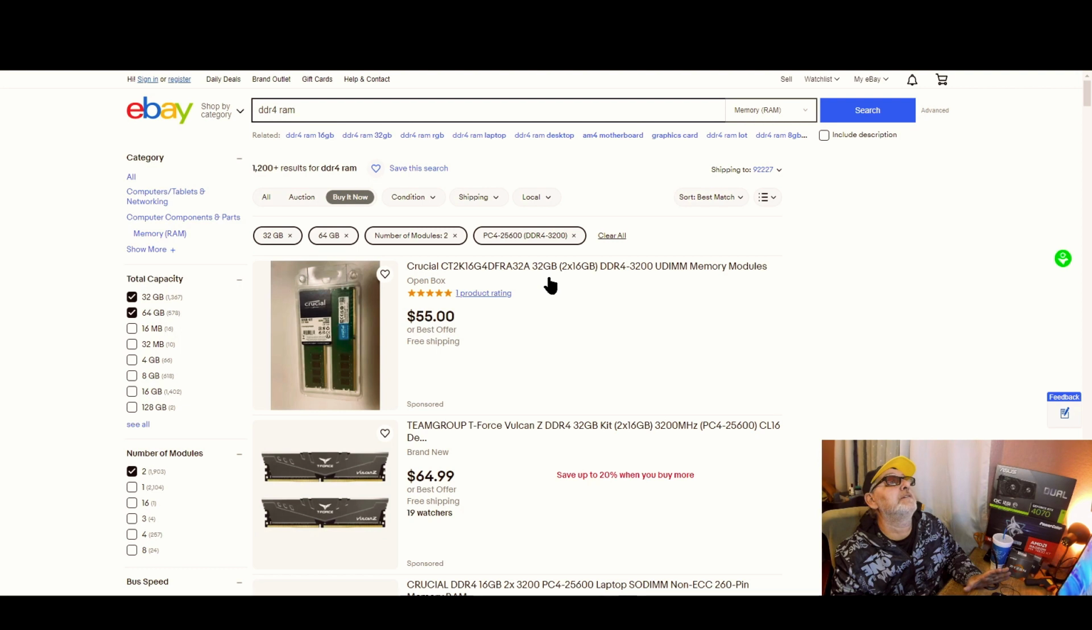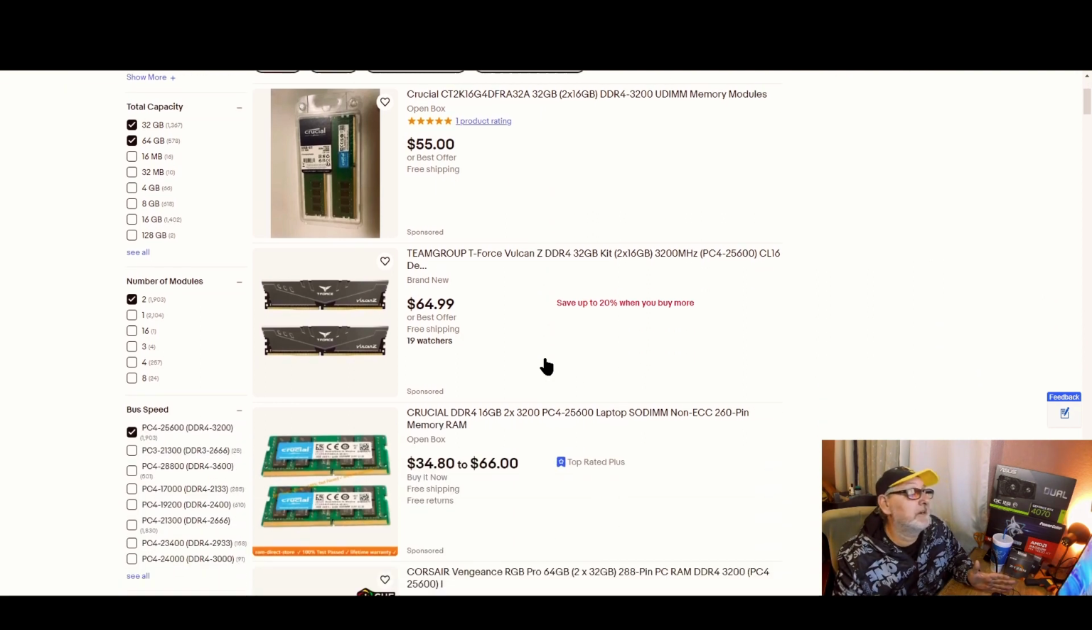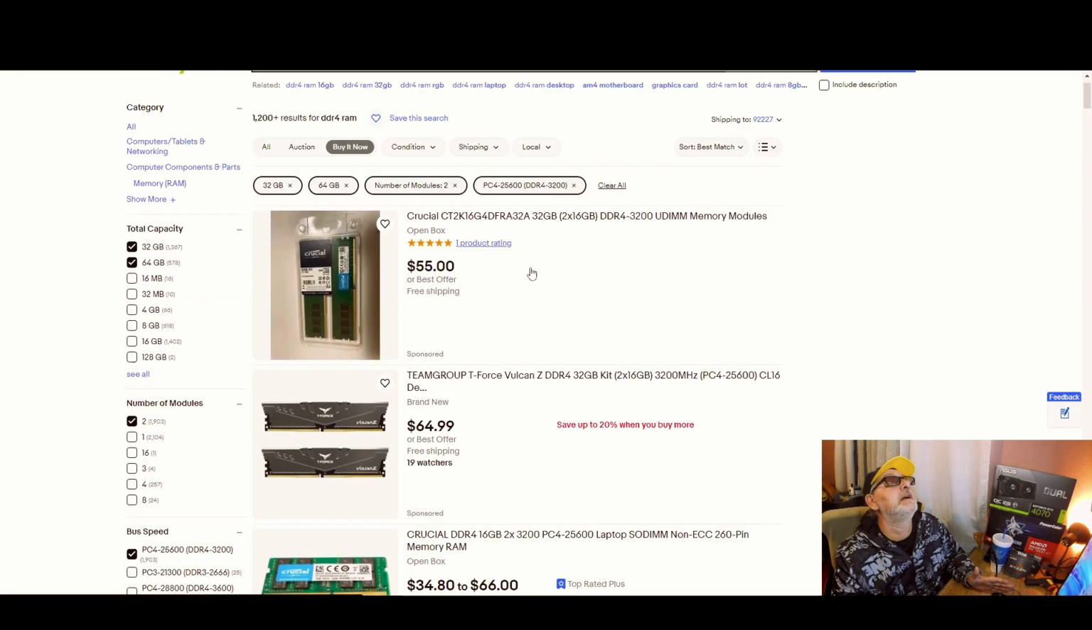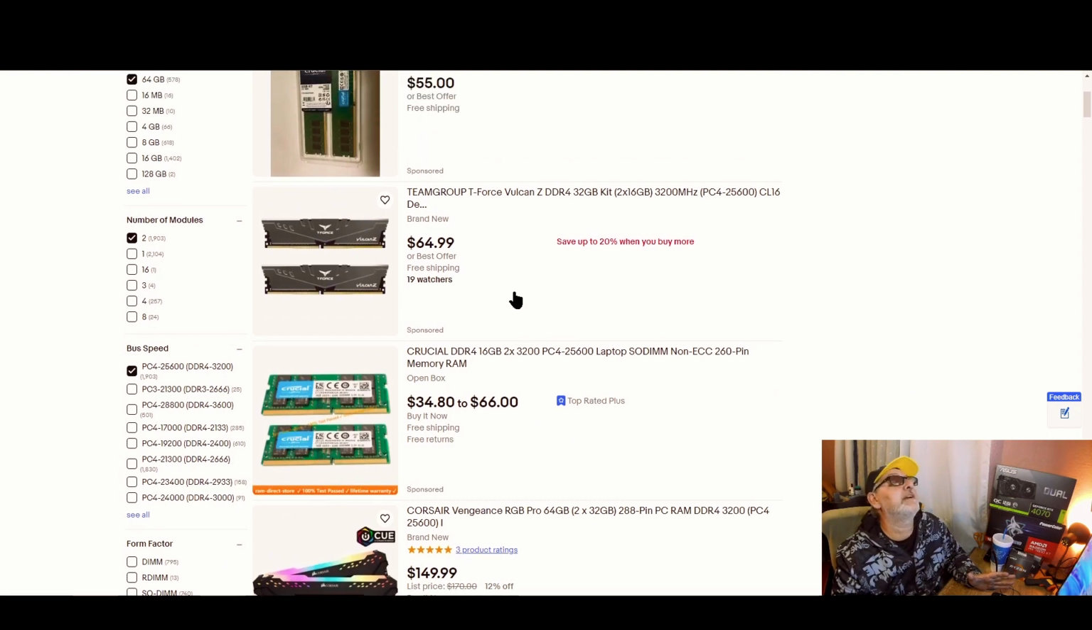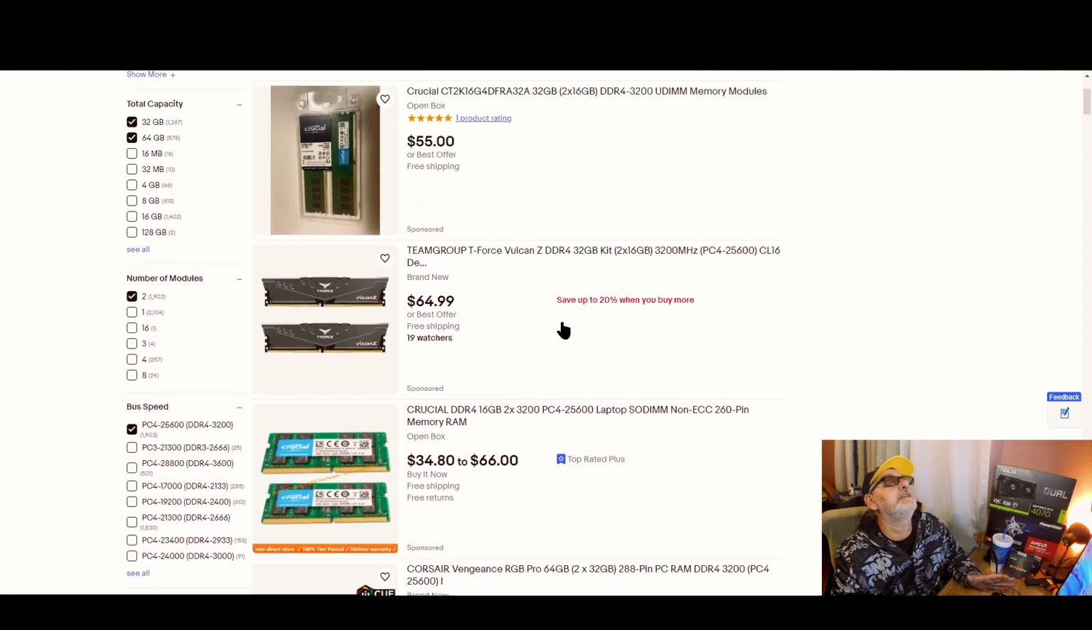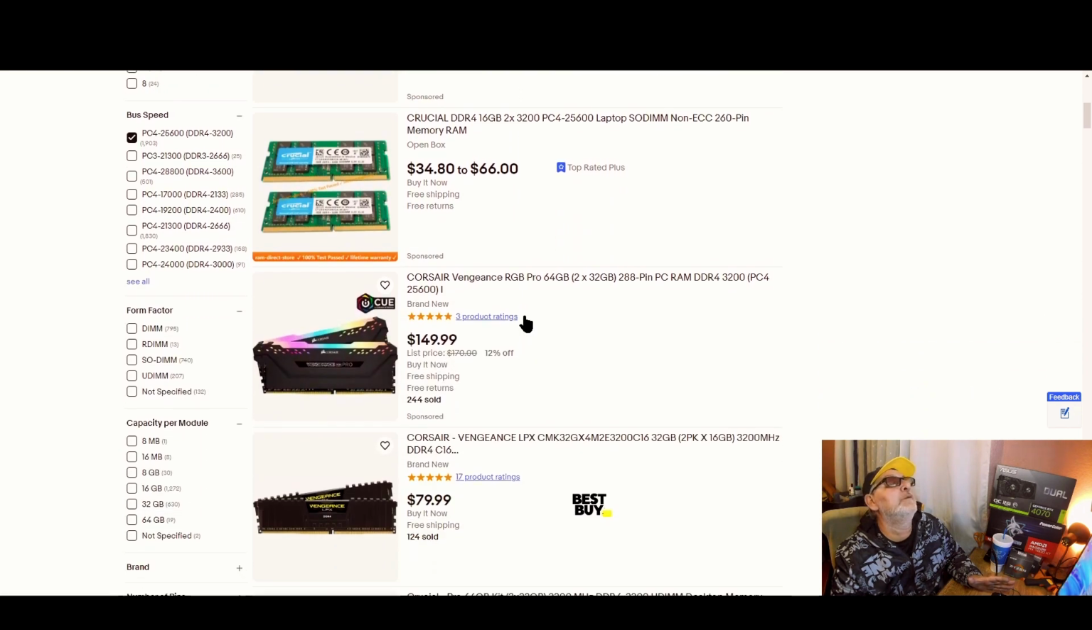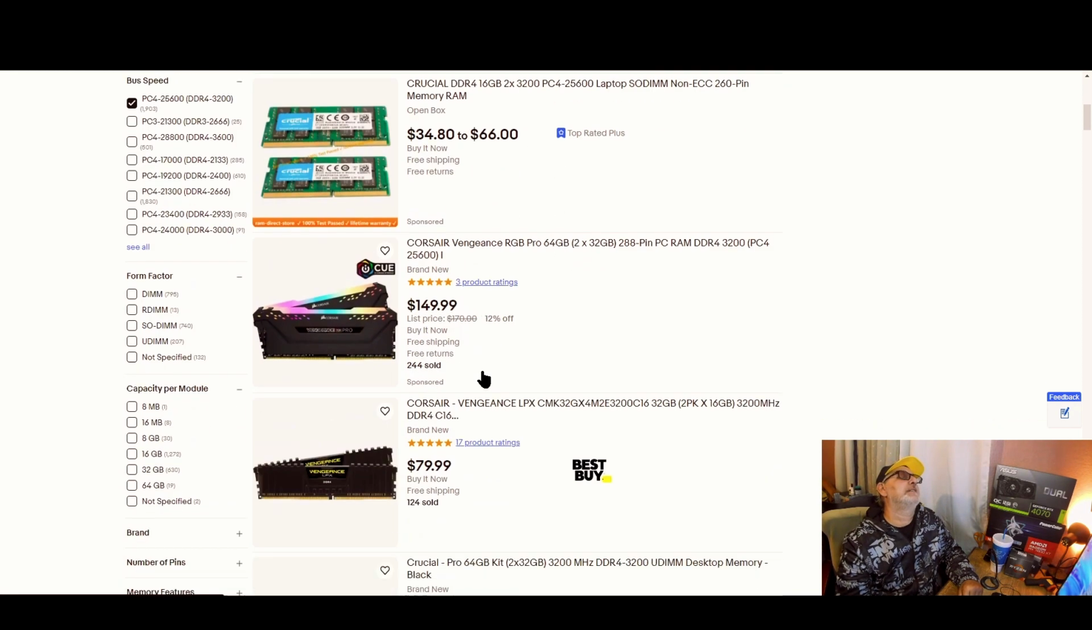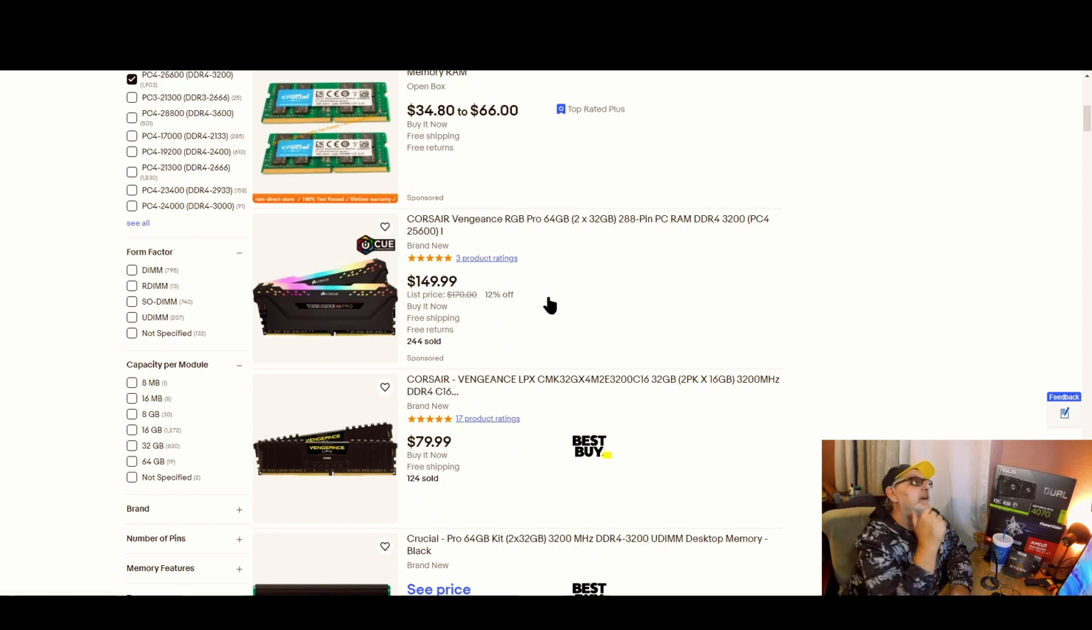So they got right here, 32 gigs, DDR4, $55. No heat spreader. Why would you buy it here when you can get it brand new with a heat spreader? It doesn't make sense, unless you have to have a heat spreader. They got 32 gigs, $64.99, $149, 64 gigs. That's 32 gigs. This is 64 gigs. So you're going to pay $10 more for this on eBay than you are getting it brand new. Come on, guys. That's common sense.